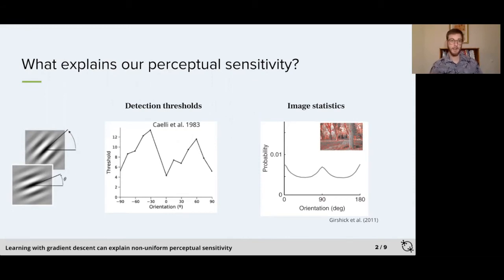And being a pattern, it must reflect something about the way we see the world. One clue is that this pattern of sensitivity, or detection thresholds, is similar to the frequency of things in natural images. The vertical and horizontal orientations are more common than others in natural scenes, and we are better at detecting those more common orientations.